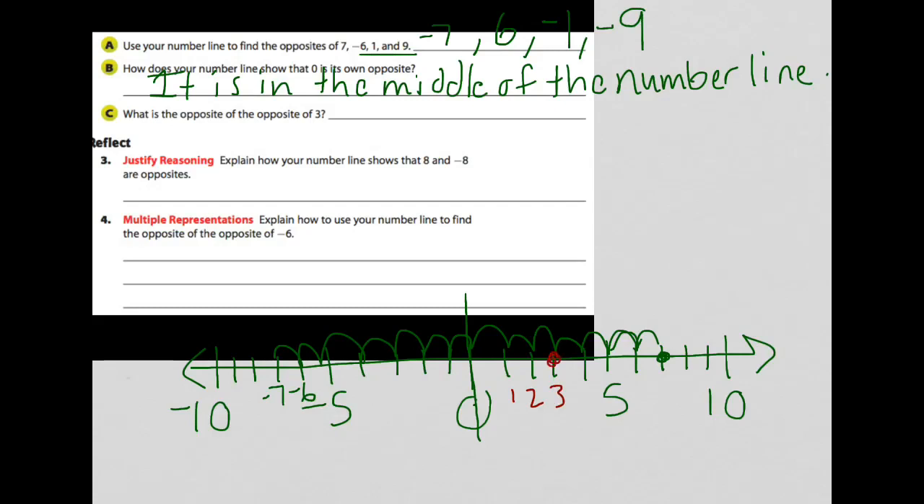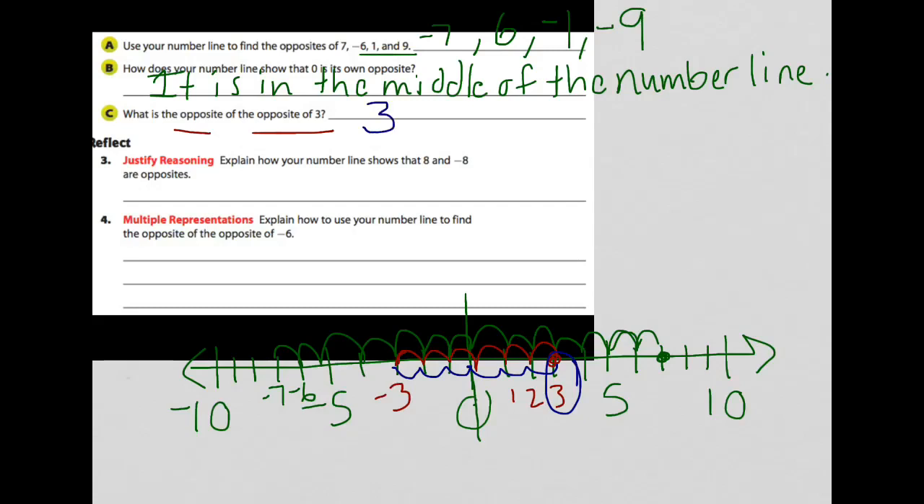It says, what is the opposite of the opposite? So the opposite of +3 is 1, 2, 3, back to 0, then count 3 more. 1, 2, 3. I put -3, but then it says to find the opposite of that opposite. So then I need to go back, so let me do another color, I'll do blue. I need to go back 1, 2, 3, which is the distance to 0, and count that same amount going backwards. 1, 2, 3, which means the opposite of the opposite of 3 is that same number 3.